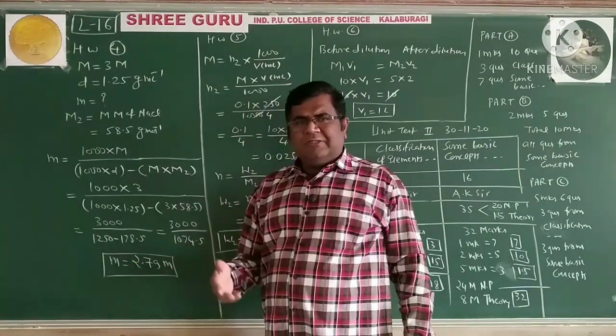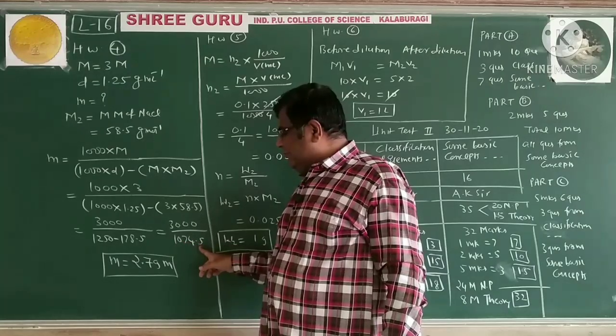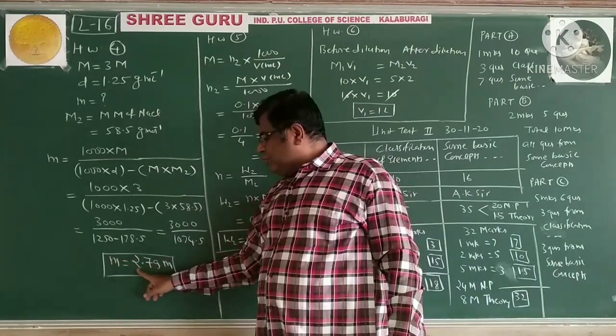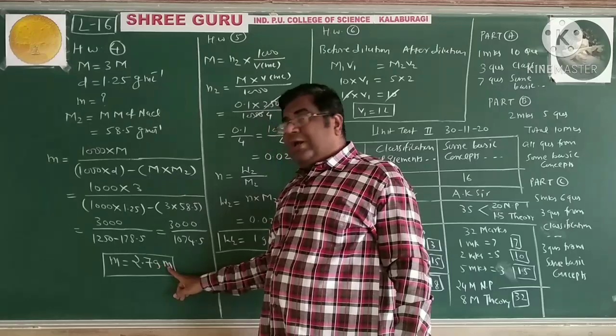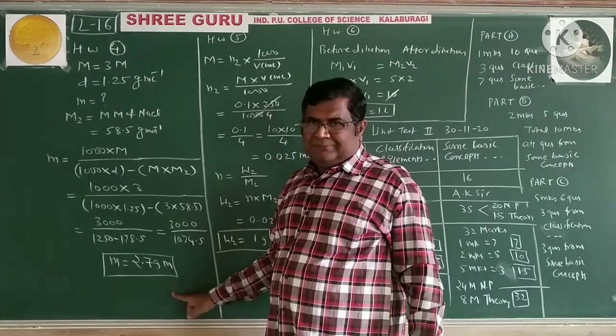I hope you have done these calculations. 3000 divided by 1074.5. That's why molality is equal to 2.79. This small m we can write, or we can write mole per kilogram.